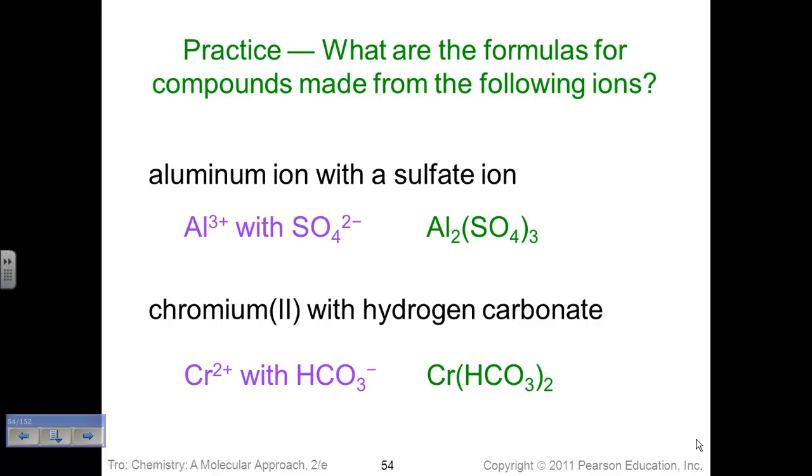Chromium 2 hydrogen carbonate. We could also call this chromium 2 bicarbonate. Chromium, Roman numeral 2, tells us the charge. Chromium with a +2. Hydrogen carbonate's a polyatomic ion, a group of atoms acting as a unit carrying a charge. HCO3, its entire structure carries a -1 charge.